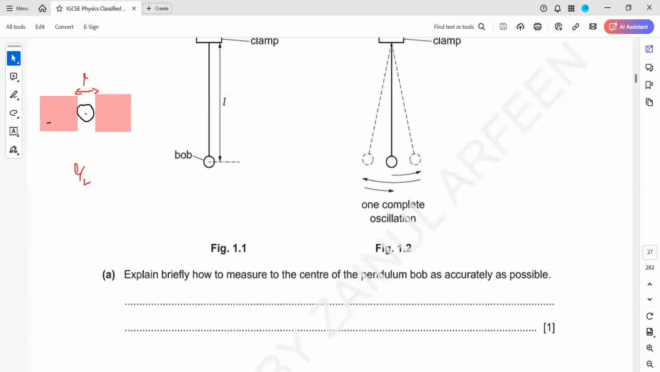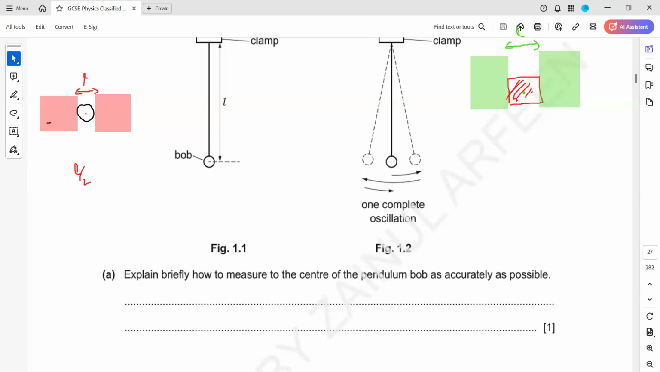Okay, same thing. For example, if I have this cube and I want to determine the center of the cube, what I can do is place this cube between the two wooden blocks and measure the length between the blocks. And then this length divided by 2, I will get the center.